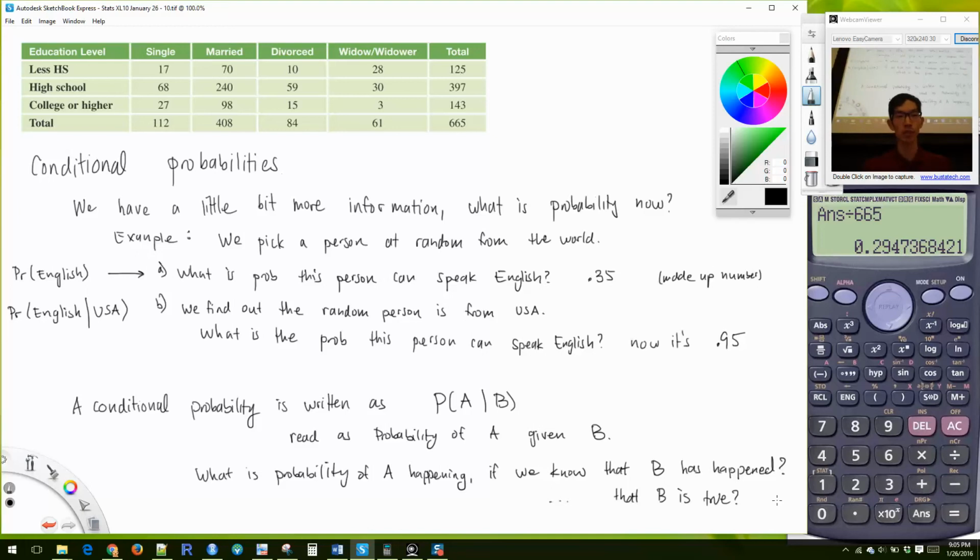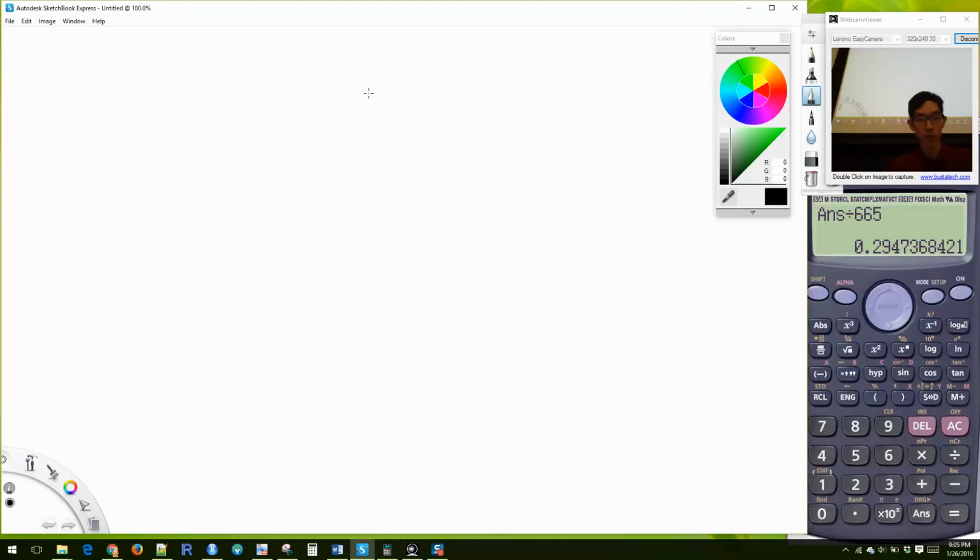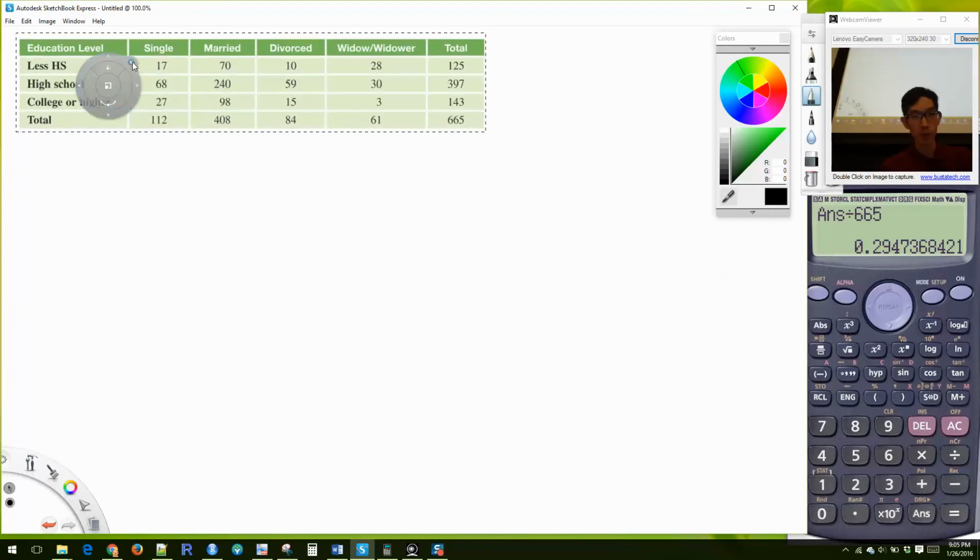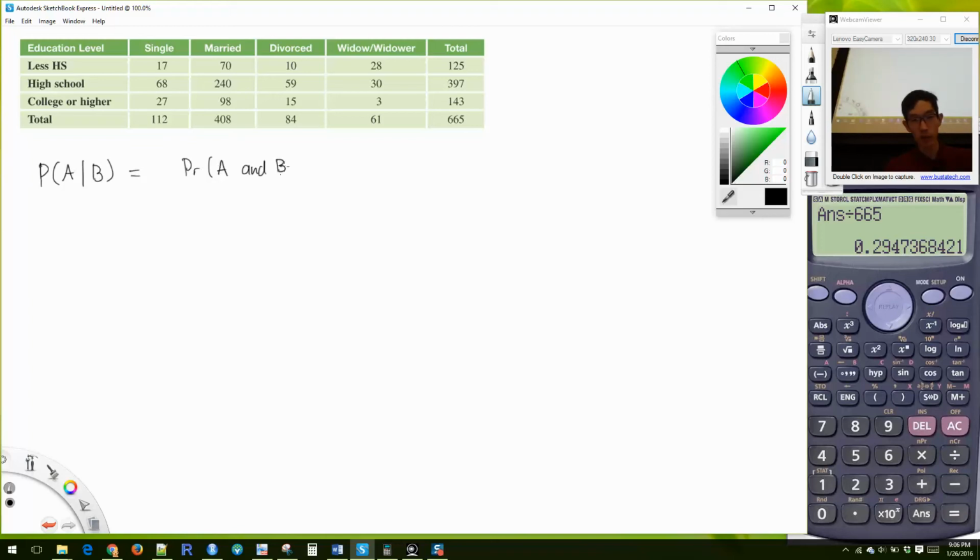Okay, so let's try this out. I'm going to use the same information here. Looks like some of you are still writing a little bit. Okay, so let's put this up there, and I'm going to write. The way we calculate things is the probability of A given B is equal to the probability of A and B divided by the probability of B.